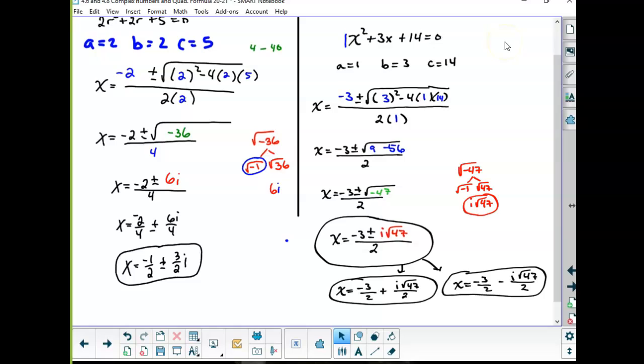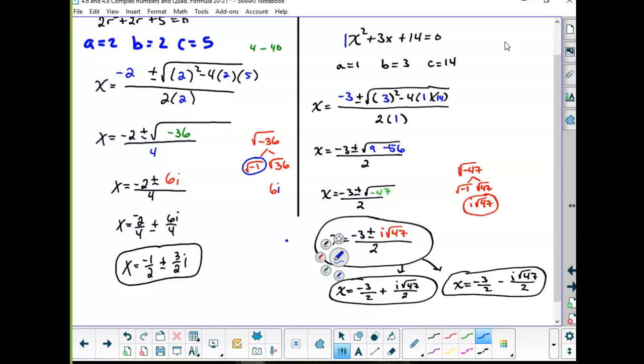So I'm just going to double check my work because I don't trust myself anymore. Opposite of b is -3. 3 squared minus a times c all over 2a. So that's good. And then simplify, we get 9 minus 56. And then I know that 9 minus 56 is -47.